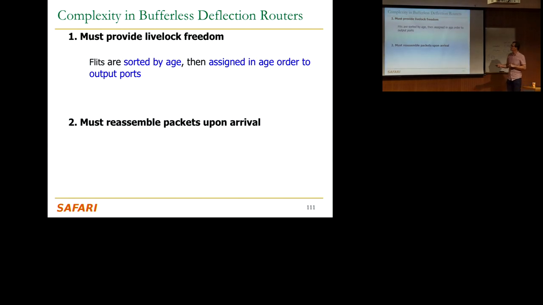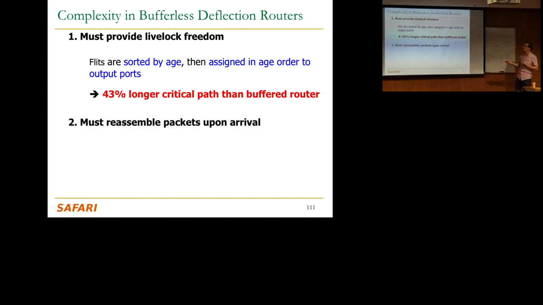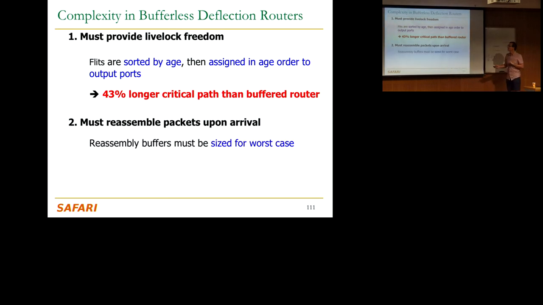So how do you provide live lock freedom? Previous work says you need to sort the packets by common age, and then assign in age order to output ports. We did this in RTL, and we figured out that your critical path is 43% longer than a buffered router. So this doesn't sound good, right? We got rid of a lot of the complexity in the router, and we ended up with a still higher critical path. And this other thing is that the reassembly buffers must be sized for the worst case. We're going to look at that.